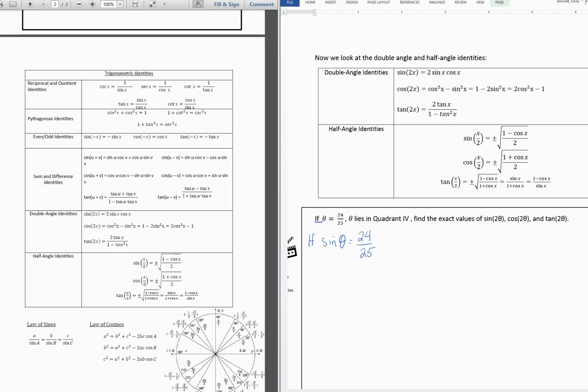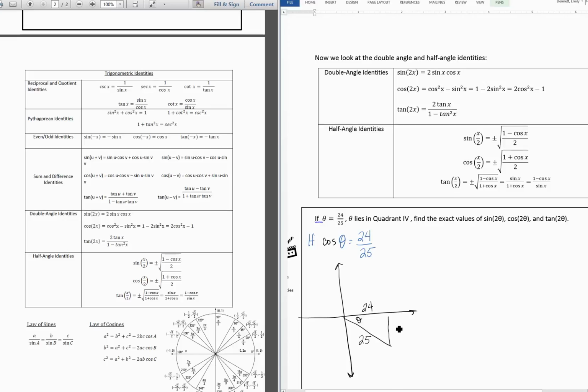So the first thing we want to do is draw our angle. If we're in quadrant 4, that can't be sine. This must have been cosine, because that would be the only one that would be positive. Okay, so here's our theta. So we'd have 24 over 25.